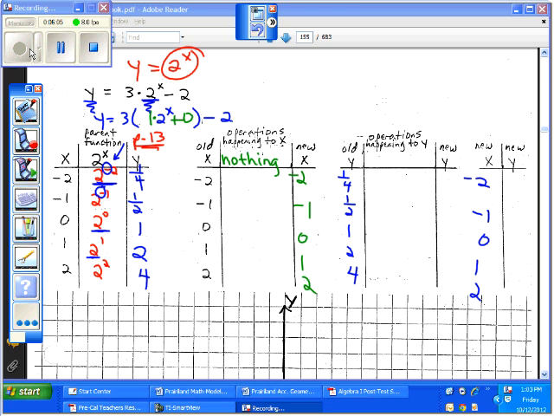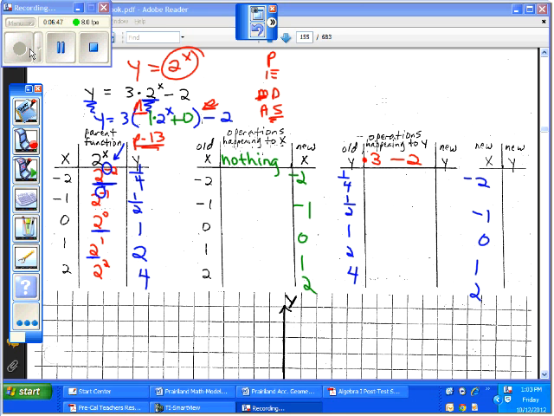That's my old y's. Now there is some stuff that's happening to y. And what's happening to y is what's outside the parenthesis, and it happens according to the order of operations, right? So we've got multiplication and subtraction. Which one would you do first? Would you multiply or subtract first? You do multiplication before you do subtraction. So what we're going to do to y is times 3 minus 2.